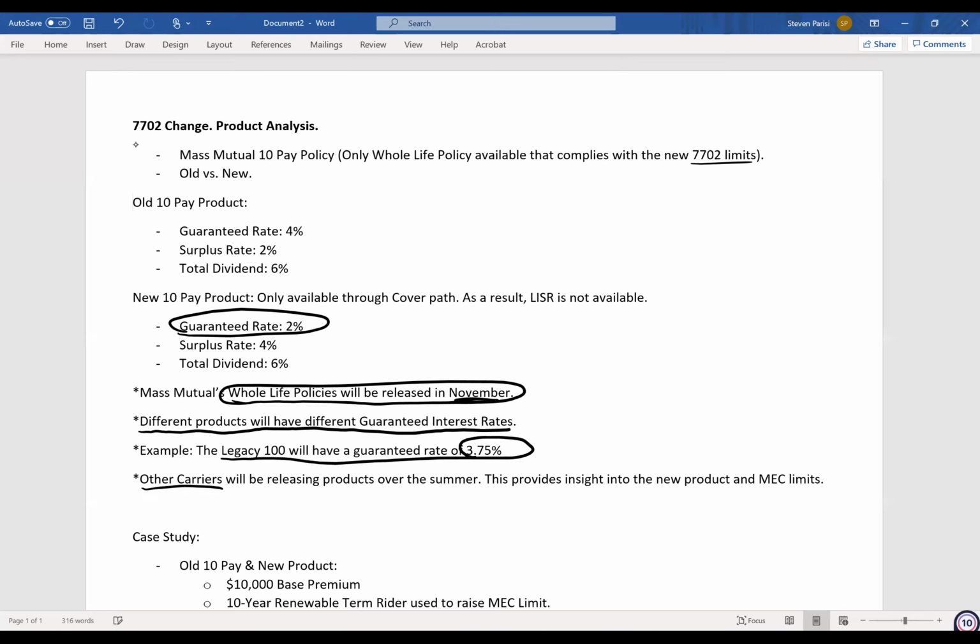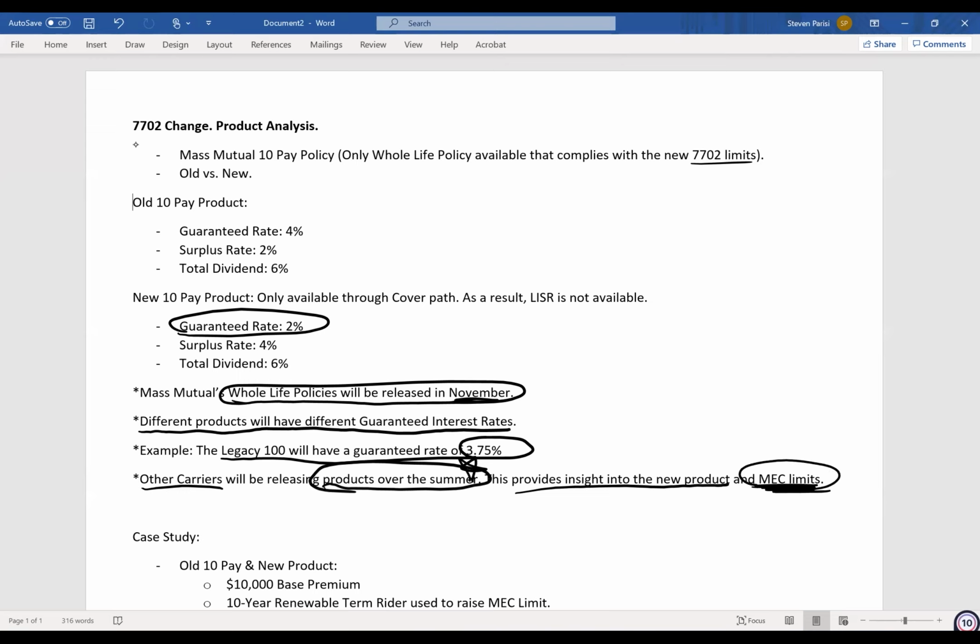Also, other carriers will be releasing products in the near future. We've heard from one carrier, I should say, that products will be released over the summer, end of the third quarter at the latest, at least for their core products. As we have more information, we will be providing that as well. But this will provide additional insight into new products, guaranteed cash values, non-guaranteed cash values, but really the MEC limits too.